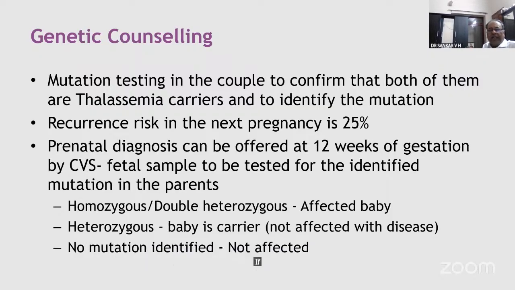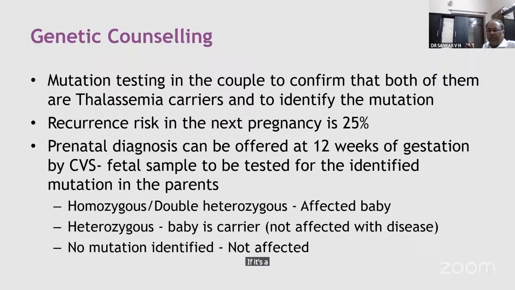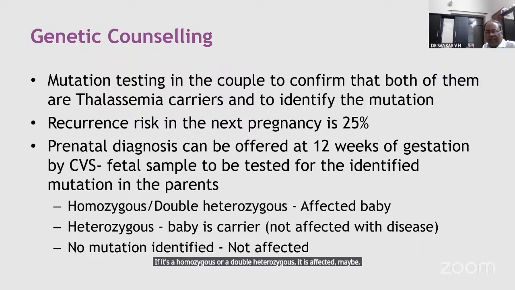If they are worried, prenatal diagnosis can be offered at 12 weeks of gestation by CVS. The fetal sample is tested for the mutations identified in the parents. If it is homozygous or double heterozygous, it is an affected baby. A heterozygous baby is a carrier but not affected with the disease. If no mutation is identified, the baby is not affected. So we will counsel like that.